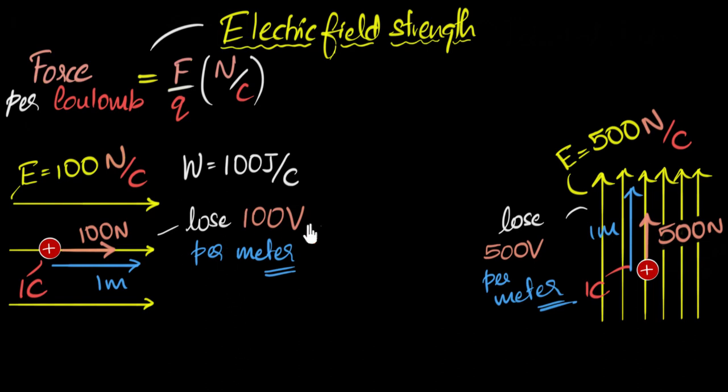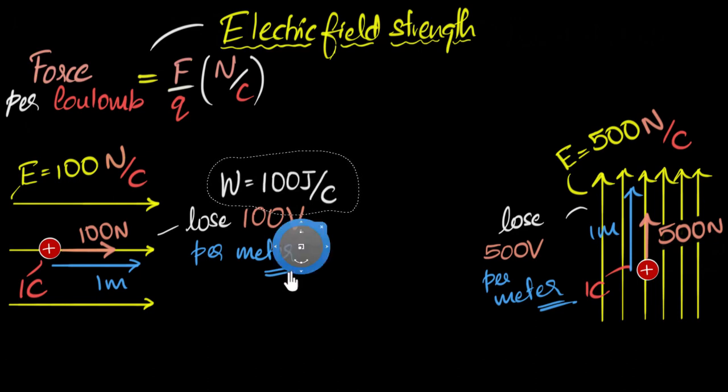And this is our new definition of electric field strength. So our electric field, this number is telling us how much potential gets dropped for every meter you go forward along the field. Okay, and so now let me move this a little down.